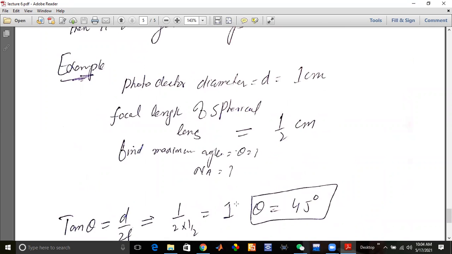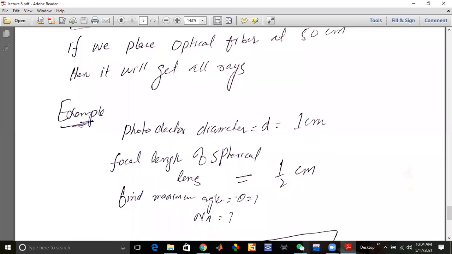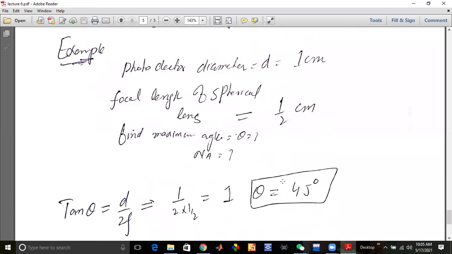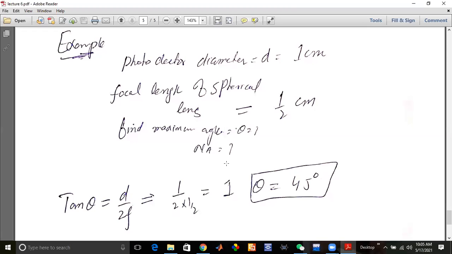So consider the second example. The photodetector diameter d is 1 centimeter, and the focal length of the spherical lens is 1 over 2 centimeter. Find the maximum acceptance angle theta and calculate the numerical aperture NA. You know that tangent theta is d divided by 2f. So 1 divided by 2 into 1 over 2, tangent theta is equal to 1. So theta is the inverse tangent of 1, which is equal to 45 degrees.